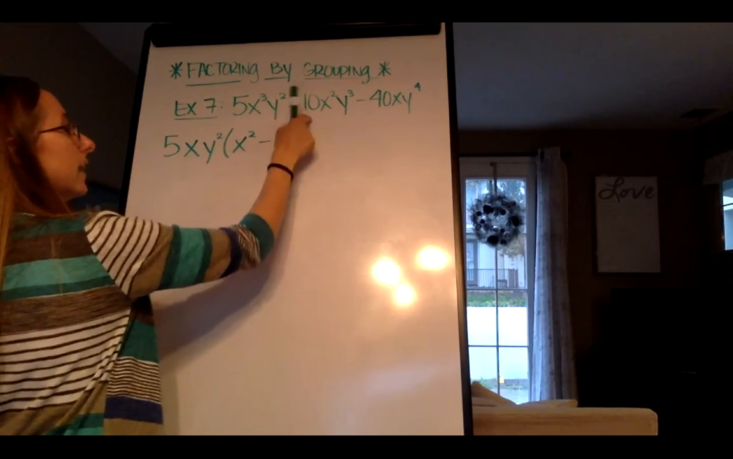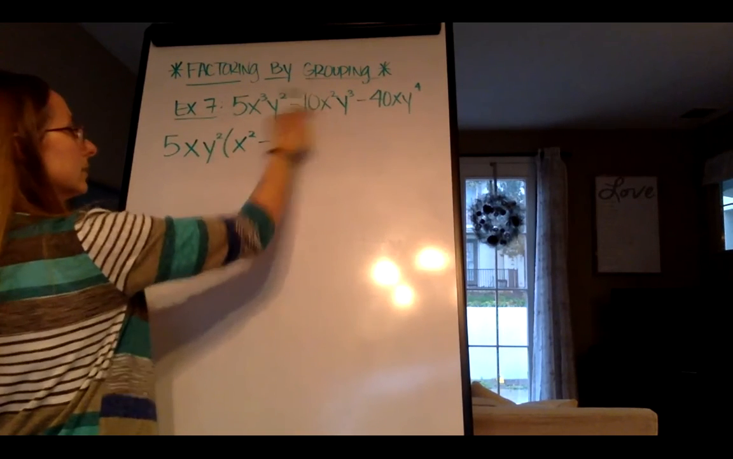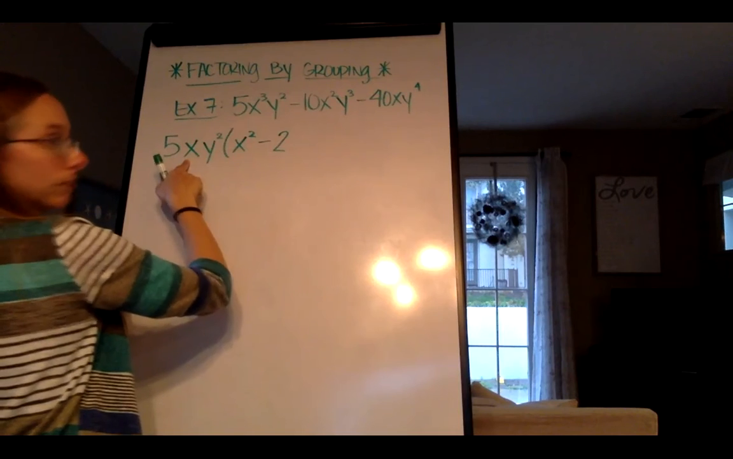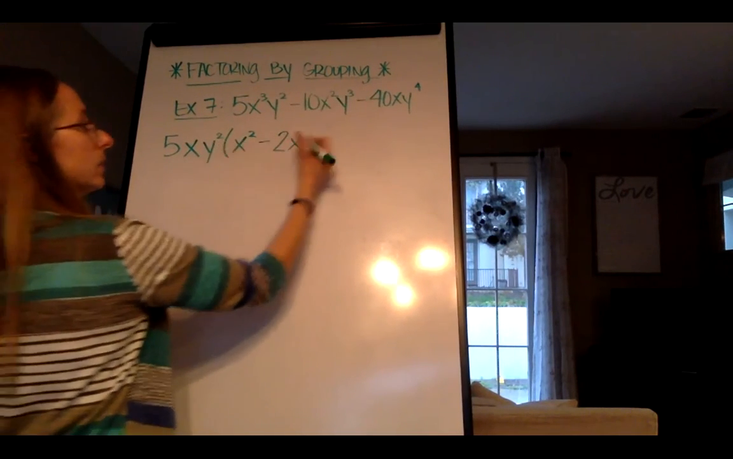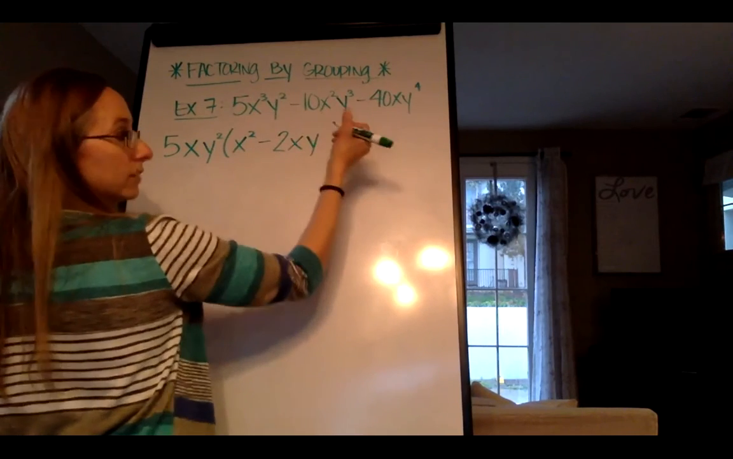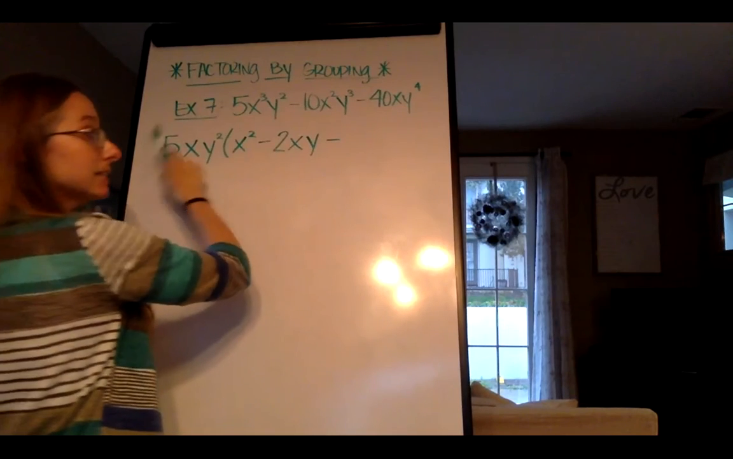Minus, and then 10 divided by 5 is 2, so minus 2. We had 2 x's, minus 1. We have 1 left over, so x. Y to the third, we took out 2 y's. We still have 1 y to the first power. Minus 40 divided by 5 is 8.